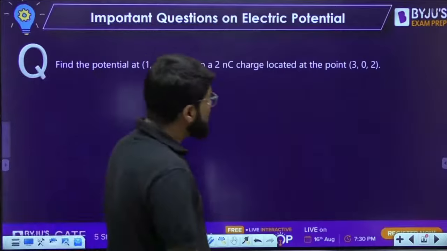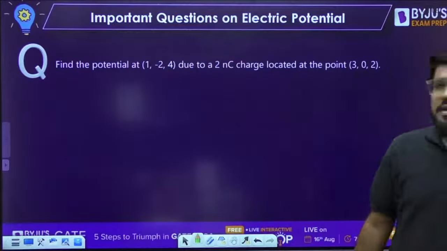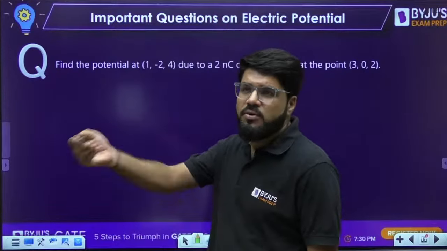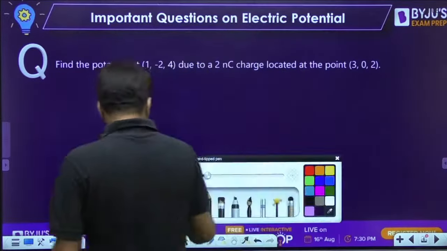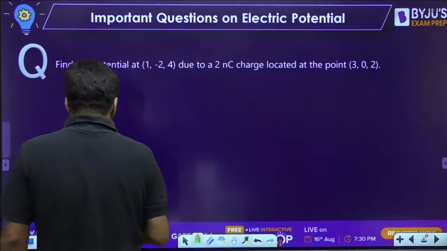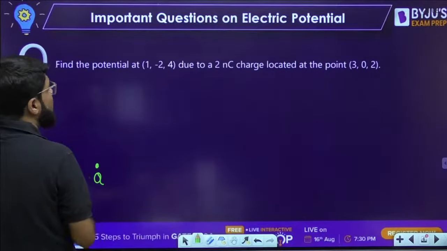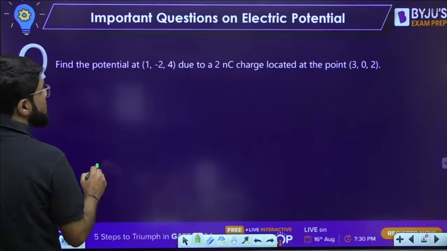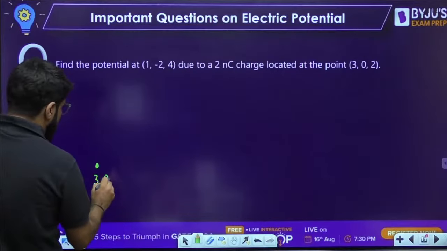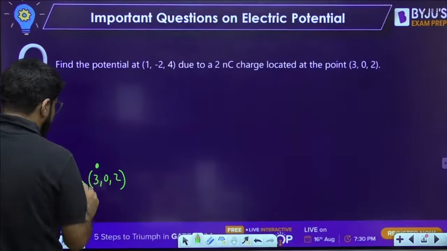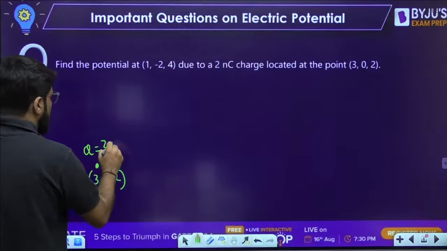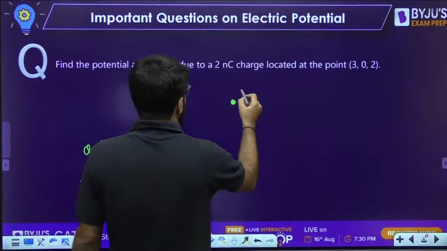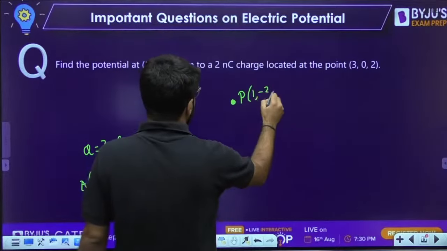Now what is the potential at any point due to a point charge? Since potential is a scalar quantity, we don't have the vector calculations like yesterday when we were doing the electric field. Suppose this is your source charge Q, placed at the point 3, 0, 2. Suppose that is the point A, where there is a charge of 2 nanocoulomb placed, and that is the source charge. You are required to calculate the potential at some point P which is 1, minus 2, 4.